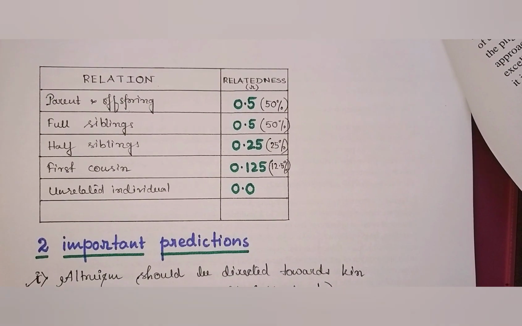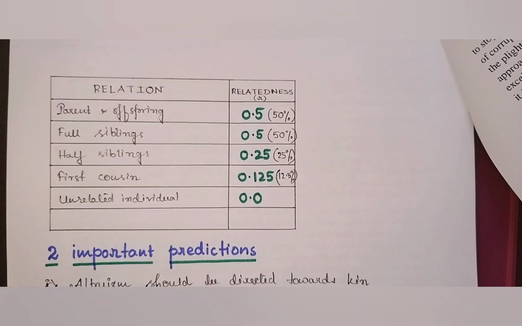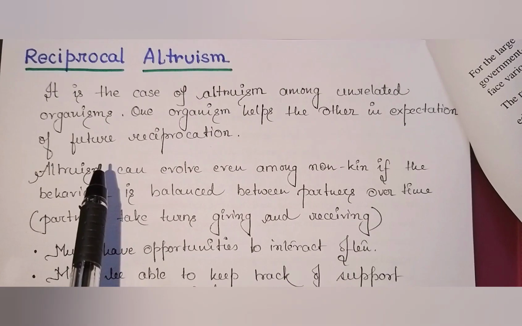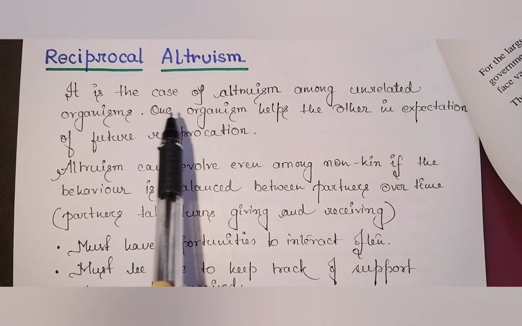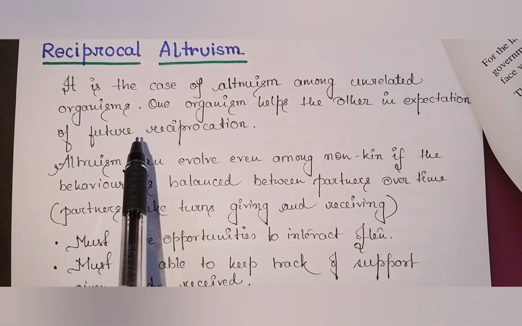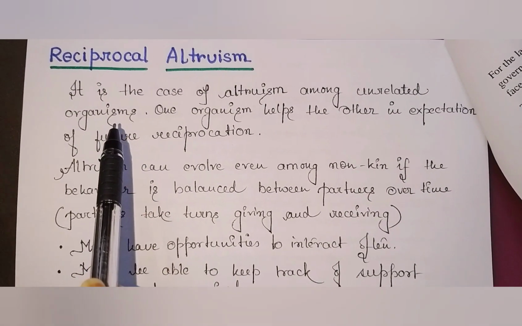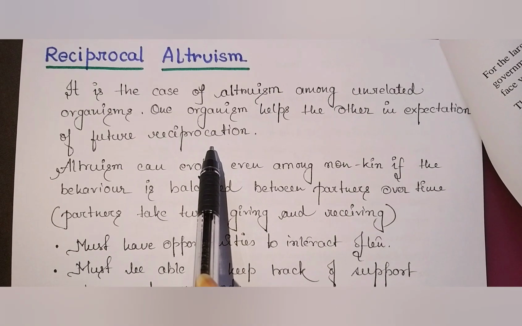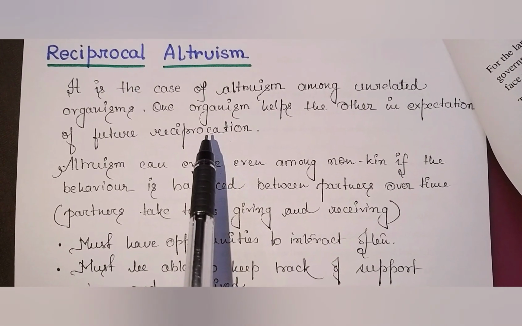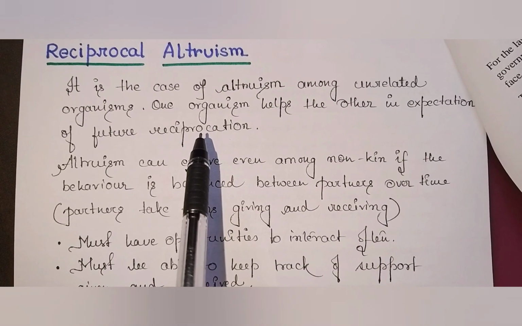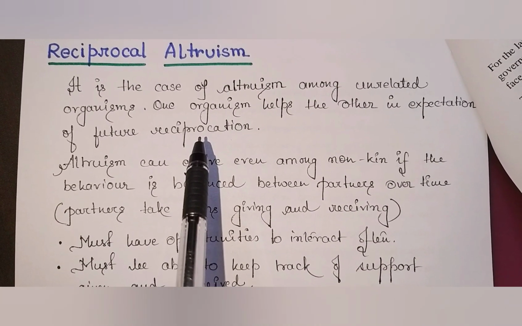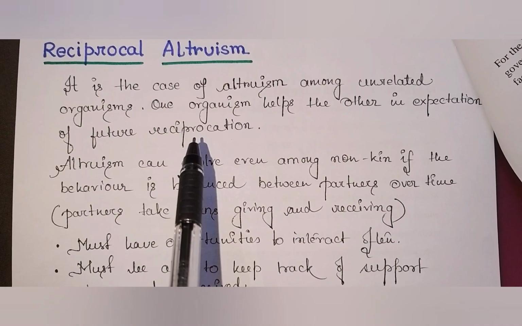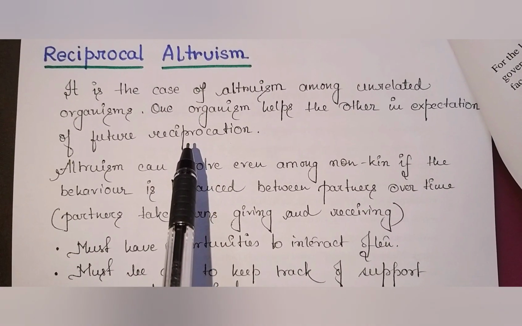But before we do that, we'll first take a look at what is reciprocal altruism as well. Reciprocal altruism is also a very important topic to be discussed. It is the case of altruism among unrelated organisms. Altruism can also be seen in unrelated organisms. One organism helps the other in expectation of future reciprocation. That means you go and help someone today, you expect some amount of reciprocation. Today you are helping your friend, you expect that when you are in need of some assistance or some help, your friend will come and help you. That means there will be some amount of reciprocation.